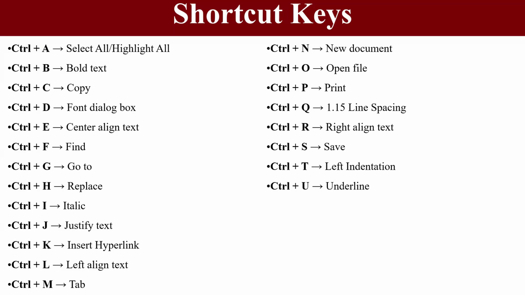Then we move to Control U, that is underline. For example, in headings, normally we underline our headings or some other things. If you want to underline something, then after highlighting that writing, you just click your Control U, it will underline your writing.